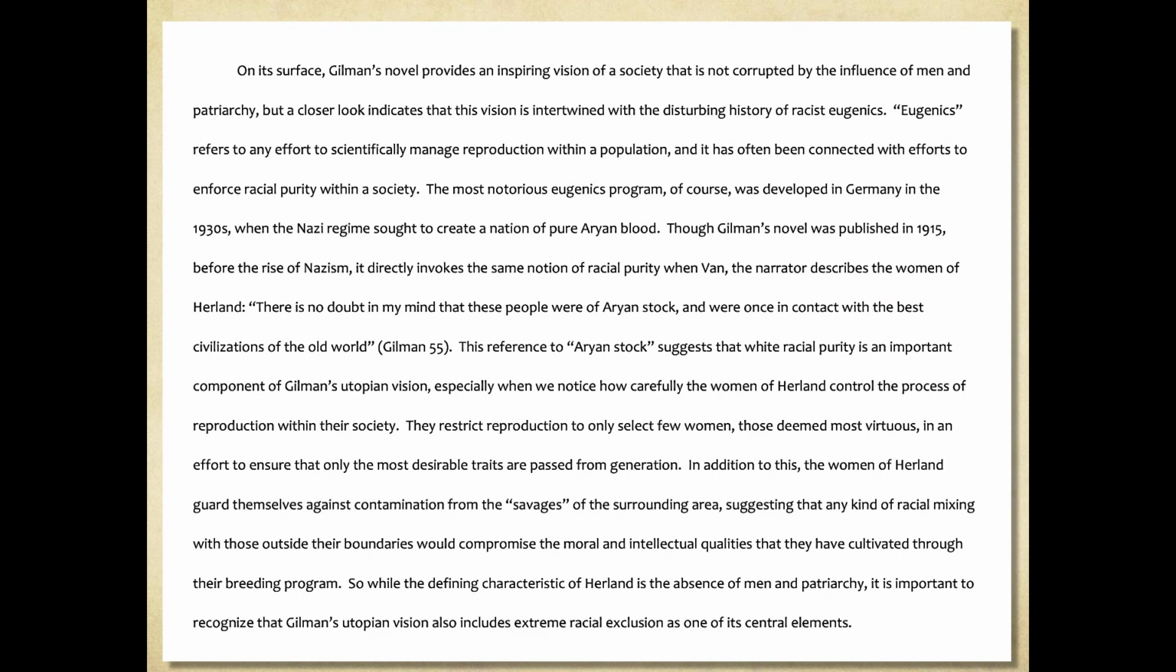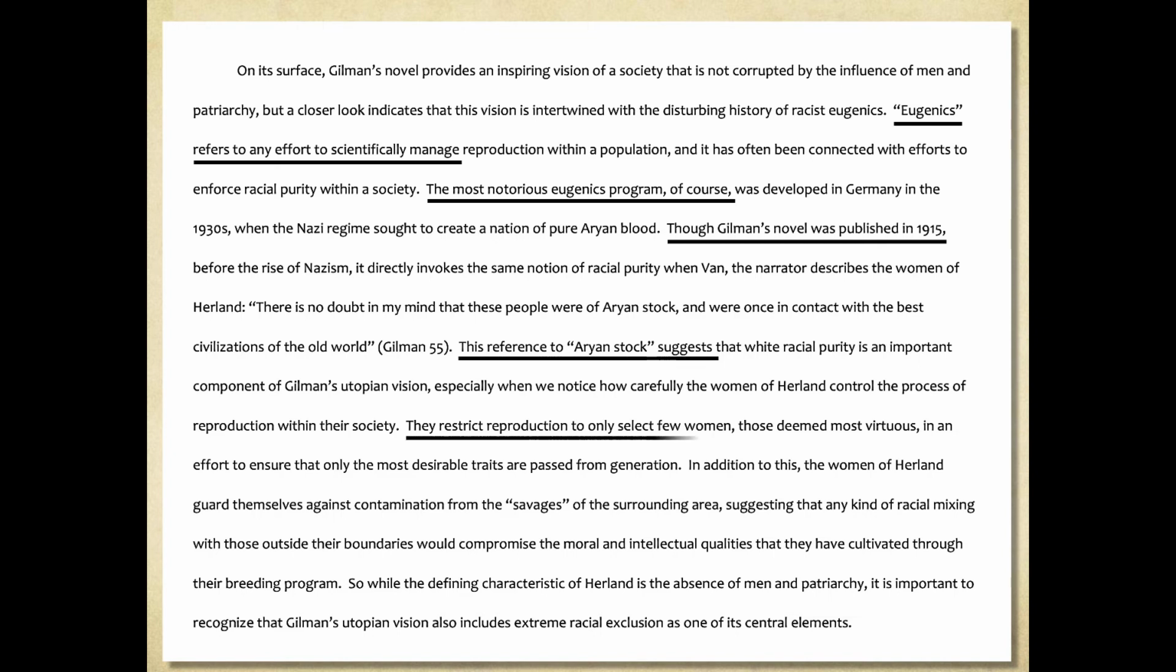The way that we check for known-to-new progression is that we look at the beginning of each sentence, let's say the first 7 or 8 words, to see if there's a clear reference back to known information. So let's look at that first part of Jada's second sentence. The first 2 words of that sentence, "eugenics refers," give us a very direct reference back to the idea that is presented in the last portion of the previous sentence, that Gilman's utopian vision is intertwined with the disturbing history of racist eugenics.